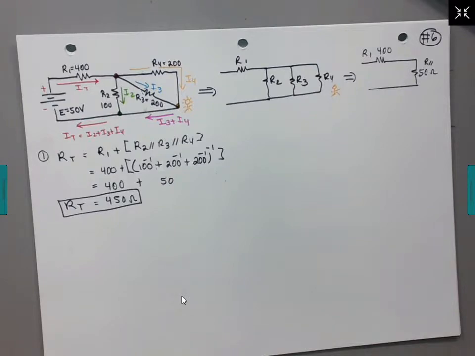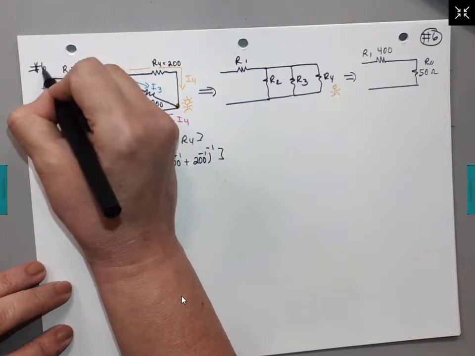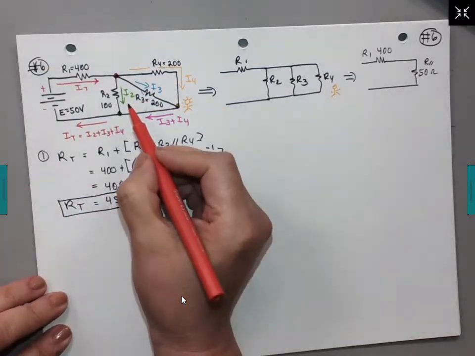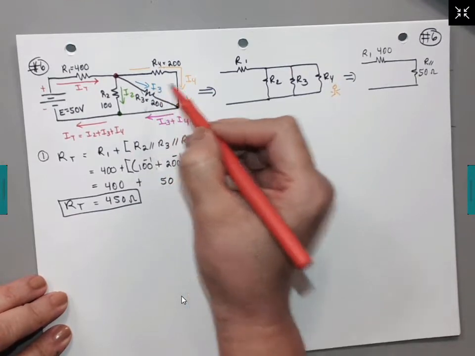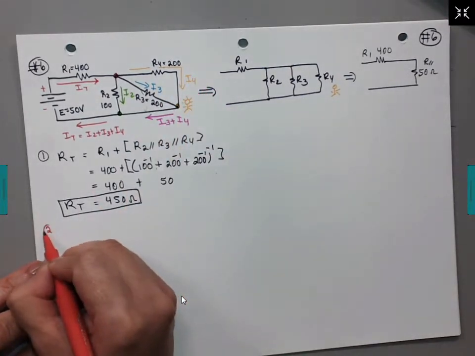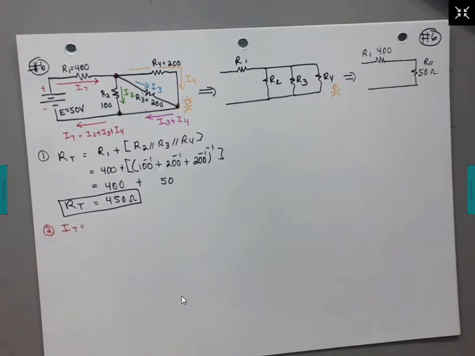Another what? The current. Very nice. So we're going to find IT. We're not finding I2. We're not finding I3. We're not finding I4. I am using the red marker so that when I ask you, what is I2? What is I3? What is I4? You don't tell me that it's IT.